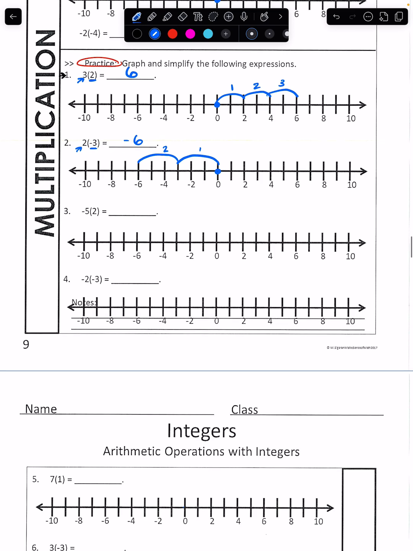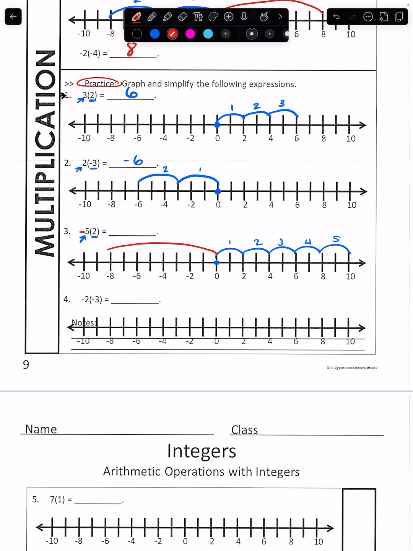Moving on to number 3 and 3, 2, 1. This back number says how many I have in my group, so I have 2 in a group. This 5 says how many times I got to jump, so 1 time, 2, 3, 4, 5. Ooh, but this negative in front means I've got to do the opposite. So I'm going to start at my 0 and go the complete opposite way. And I should get -10.